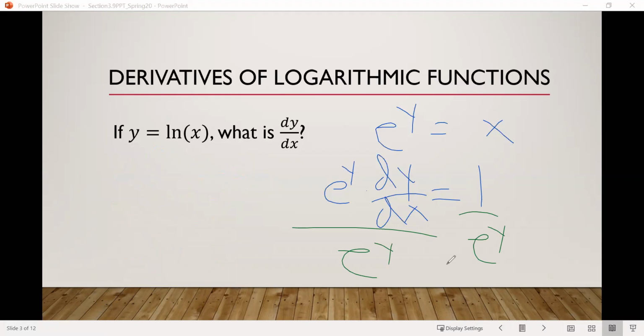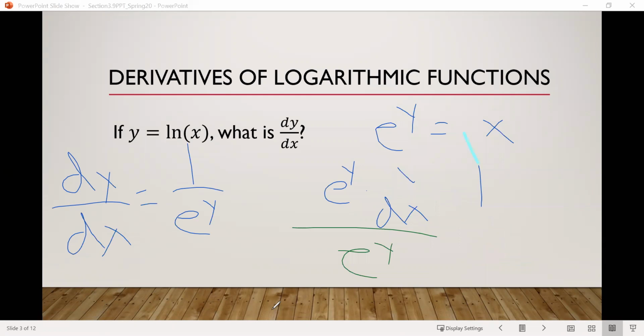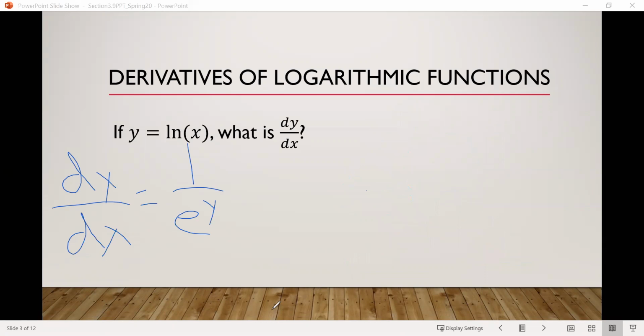All right, so we have dy dx equals 1 over e to the y. But that e to the y was not in the function we started with, right? So we probably don't want to leave our derivative with that.